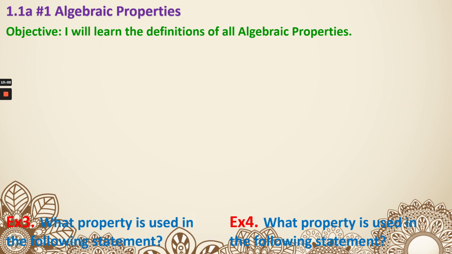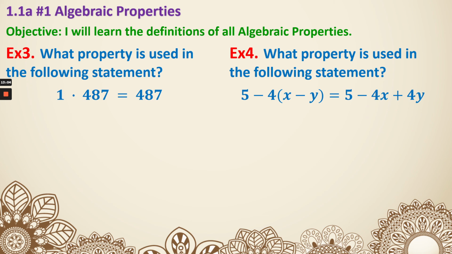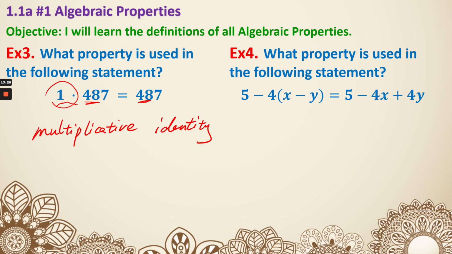Now, example 3. In the example, you've got to notice it is actually 1 times 487. That 1 is not a question number. It is actually in the statement. So because we have a 1, this basically is 1 times something is itself. This is going to be multiplicative identity because we multiplied by 1 and didn't change, so that's identity.